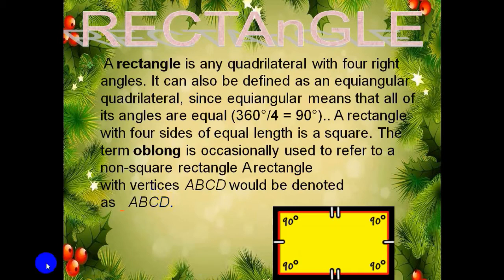You see over here, this is a rectangle shape. The length of this side and the length of this side is equal, and this is actually called the length of the rectangle, and this is the width of the rectangle. So these two opposite sides are equal and these two opposite sides are equal.